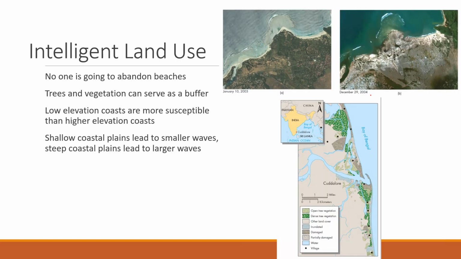We can also be intelligent with our land use. No one's going to abandon the beaches, but we can try to put trees and vegetation as a buffer. These low elevation coasts are more susceptible because the water comes up faster. If the coastal plain shallows slowly, that will lead to smaller waves. If we have a steep coastal plain, we get higher waves. We see that in Japan, that the coast rises very quickly, and so the waves grow very fast.